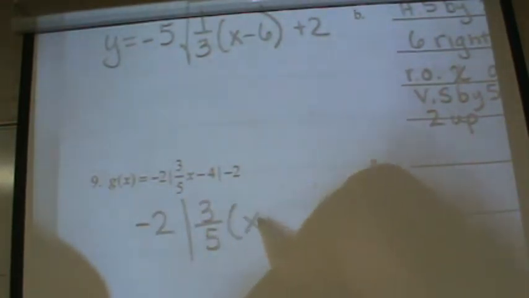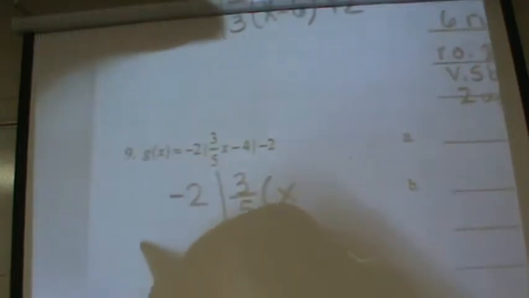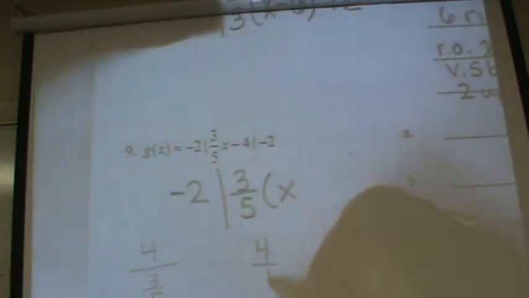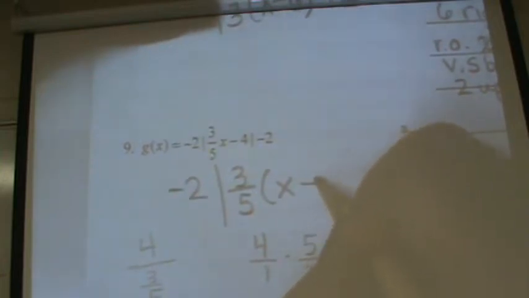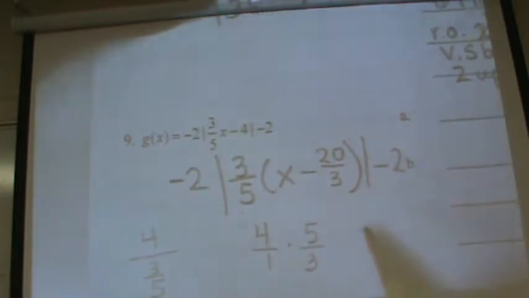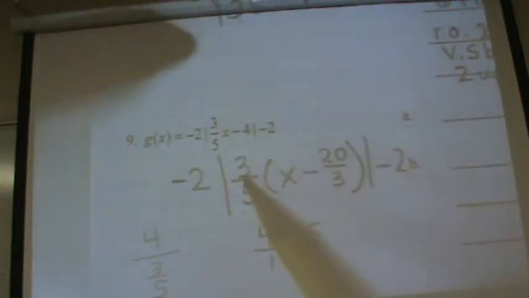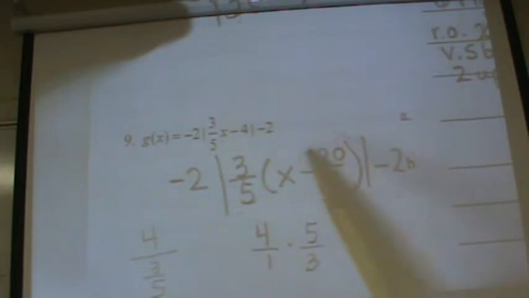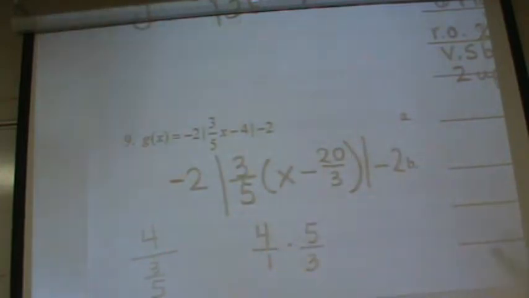How do you get this B value? You do 4 divided by 3/5. So it's 4 over 1 times 5 over 3, which is what? 20/3. Everybody catch that? Now let's double check. 3/5 times x is 3/5 x. 3/5 times 20, the 5 goes into the 20 four times, and these 3's cancel, so it worked.